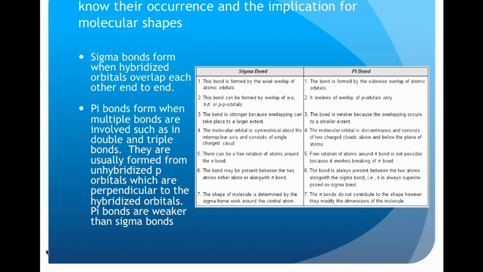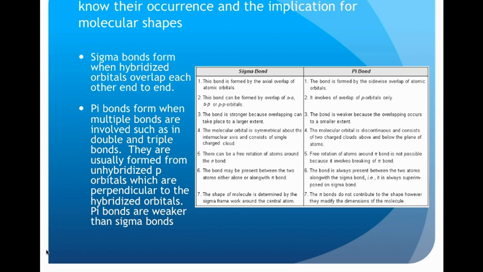Now, sigma bonds are those single bonds that we saw in the chloroalkane molecule, whether they were between carbon and hydrogen, or carbon and carbon, or carbon and chlorine. Sigma bonds are formed when hybridized orbitals overlap each other.